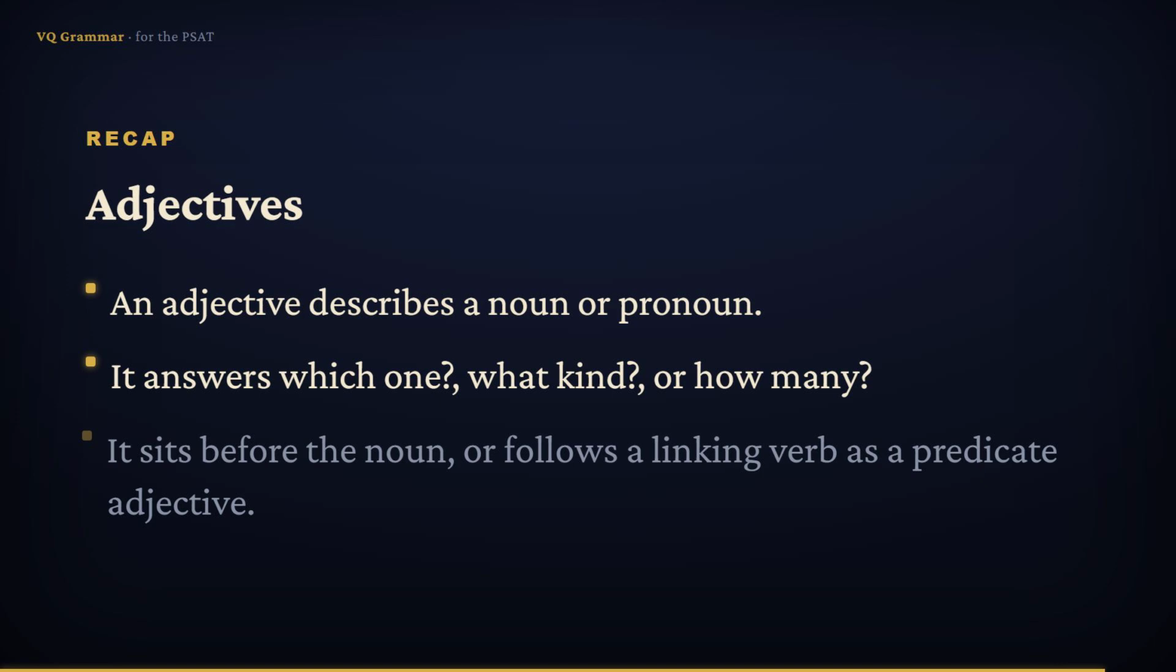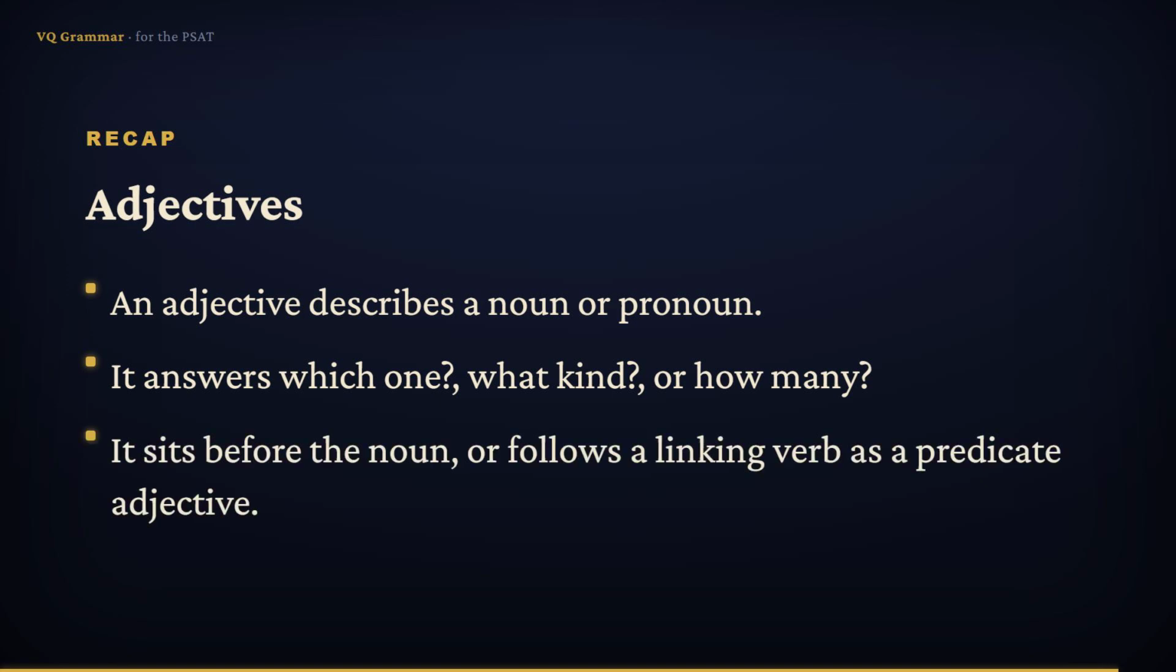Most adjectives sit right before their noun, like the red barn. But a predicate adjective can follow a linking verb and reach back to the subject, like the barn is red. Which one, what kind, how many? That's your detector. Great work, and welcome to Chapter 5.